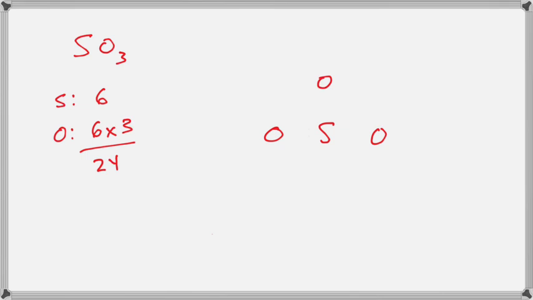Oxygen is more electronegative than sulfur. We can start placing the electrons. I like to place the electrons between the atoms because I know eventually I'm going to have a bond because it's a molecule. 2, 4, 6, 8. Why do I place 8?